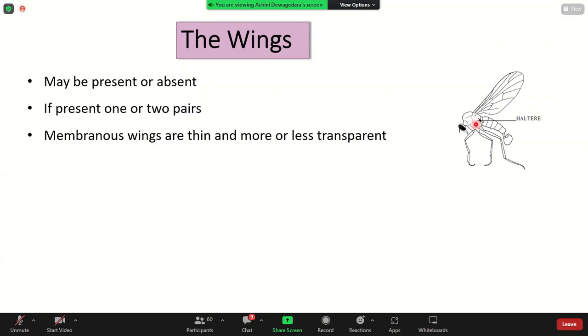Wings also are modified according to different types of insects. I think you all have seen different types of insect wings. If you take a butterfly, they have very colorful, bright, attractive wings, while beetles have very black color wings. And if you take a grasshopper, they have another feathery type of wings. So there are various types of wings.